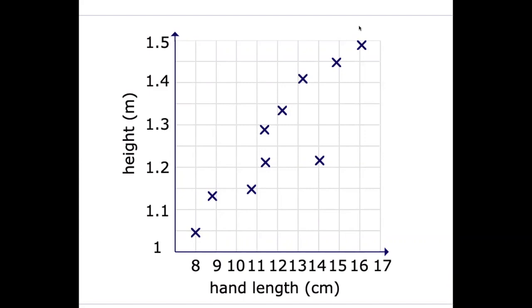And you can see that there is almost a line going on here. We could potentially draw, if we were to use a ruler, a sort of line here, and that's called a line of best fit. We'll talk more about those later. But there is a link here between people's height and their hand length. So scatter graphs are trying to find a link between the two pieces of data shown.